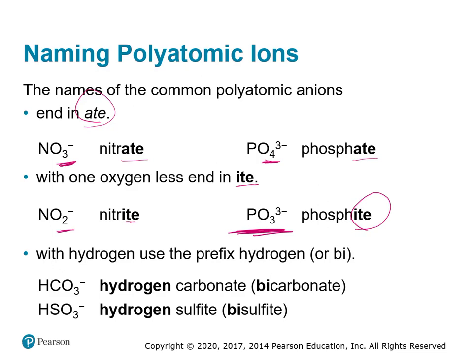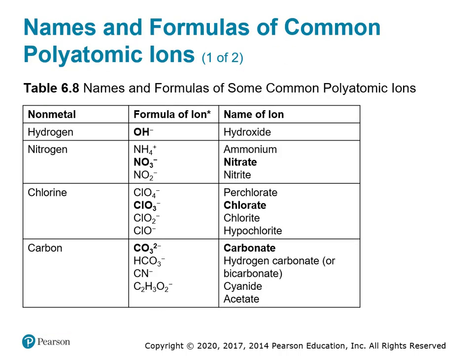HCO3 with a -1 is called hydrogen carbonate or bicarbonate. And same with this guy, HSO3 with a -1 charge is hydrogen sulfite or bisulfite. Here are some names and formulas of some common polyatomic ions. And you, again, will have these as a resource for any quiz and test, but it is important that you recognize that it is a polyatomic ion, and then you can search for what its name is.